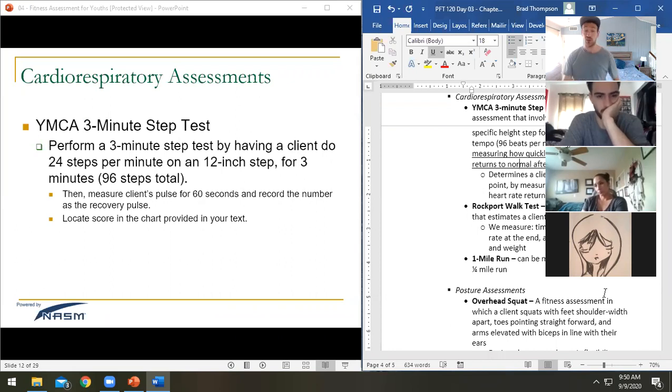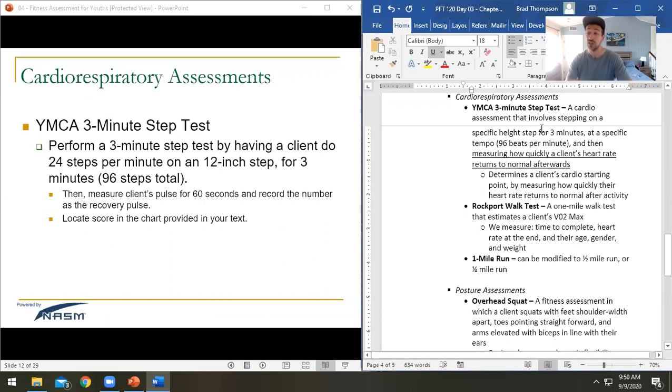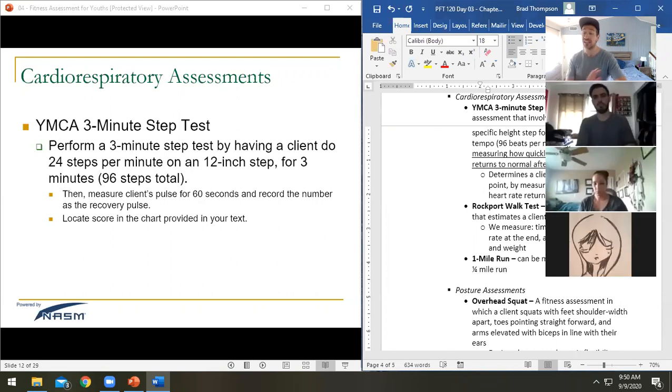That's what we're measuring. So once you are done with the assessment, you're going to have your client turn around and sit on that step, present their left arm, and you are immediately going to measure their heart rate. And now this is the important part, for a full 60 seconds. So you want to make sure that you measure the entire 60 seconds to get their heart rate.